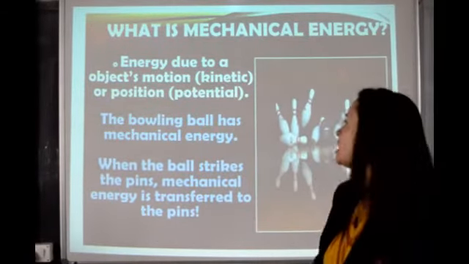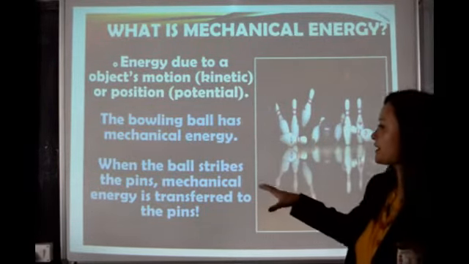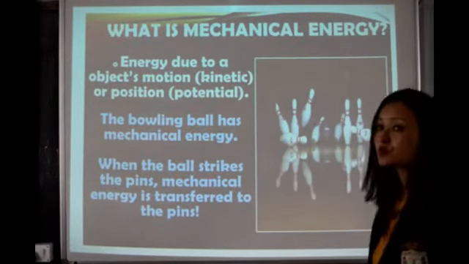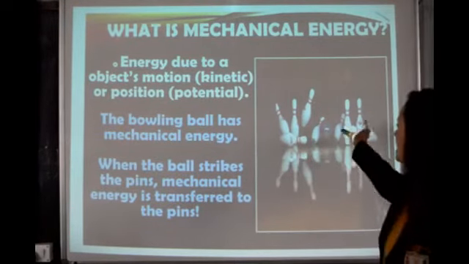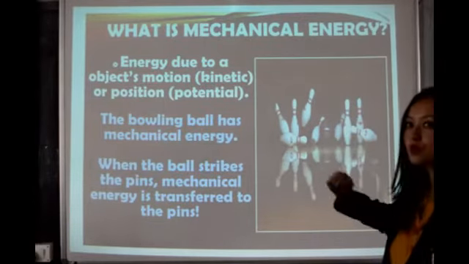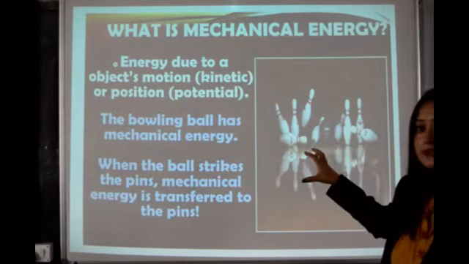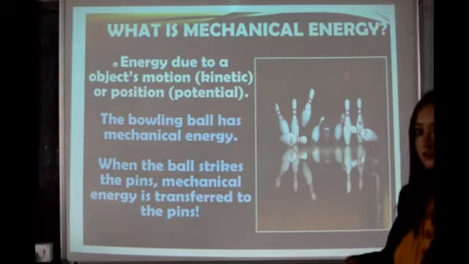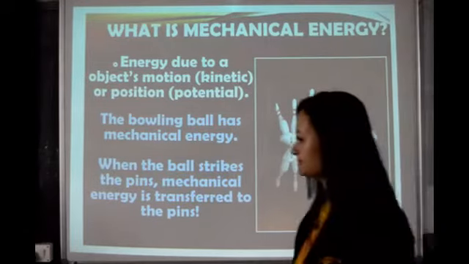Now, an example here: the bowling ball. Okay, you see the bowling balls. When the ball strikes the pin, mechanical energy is transferred to the pin. So when you throw the ball, what happens? It is in motion. This would be potential energy, isn't it? So when you throw it and the ball strikes the pins, what happens? They will all move. Okay, when they move, the potential energy is converted to kinetic energy. So it's a combination of potential and kinetic.